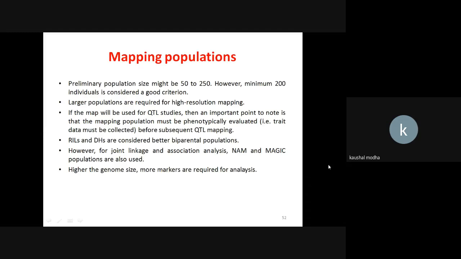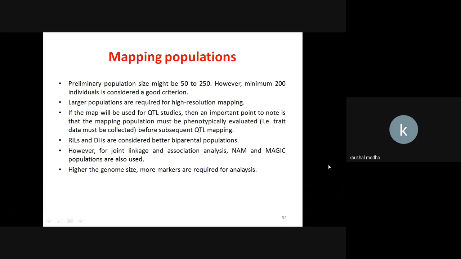Now mapping populations. As I told you earlier, recombinant inbred lines are the most widely utilized mapping population because the recombination frequency is higher. Many recombination events have taken place during their development from F1 meiosis onwards up to the F8 or F10 generation. The RILs are the most widely utilized mapping population for QTL analysis.